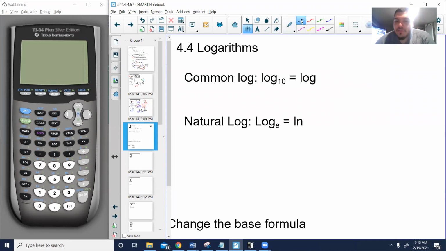Okay. So let's talk about two things. What we're going to do today is practice solving logs with and without a calculator. On the upcoming test for this section, there will be a section with calculator and a section without calculator. So you need to know both. Okay. So you definitely need to be able to do it without a calculator.